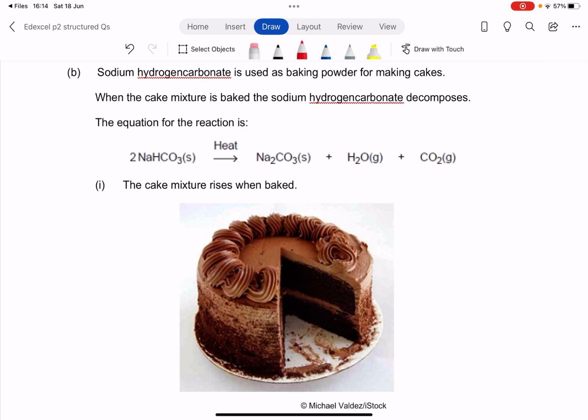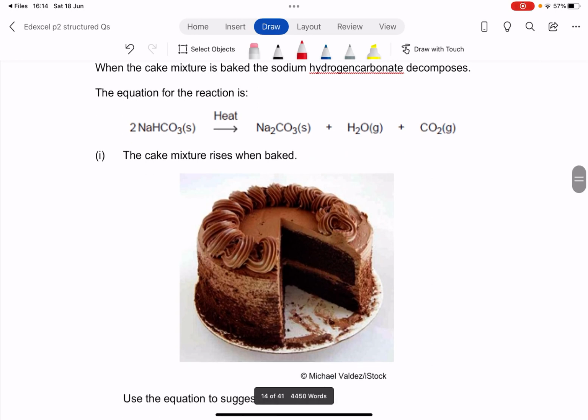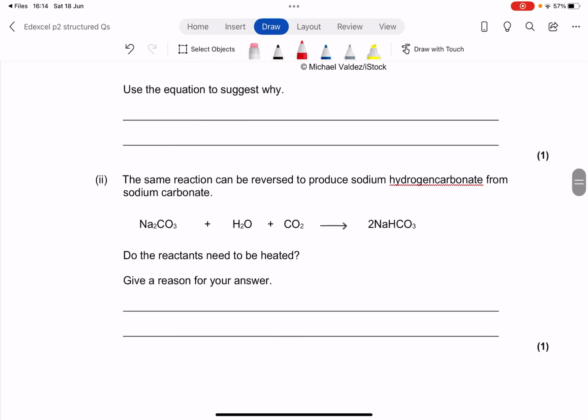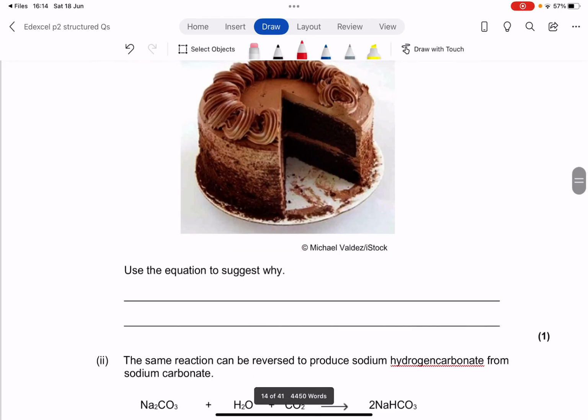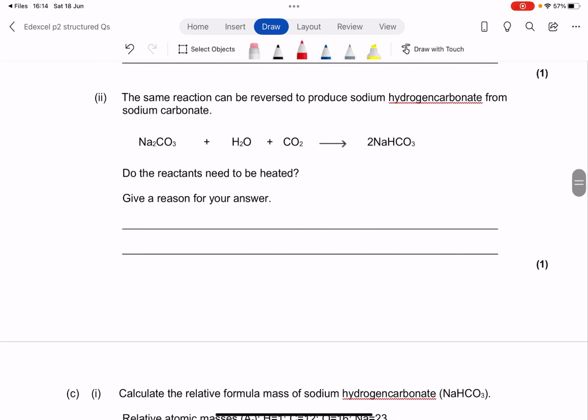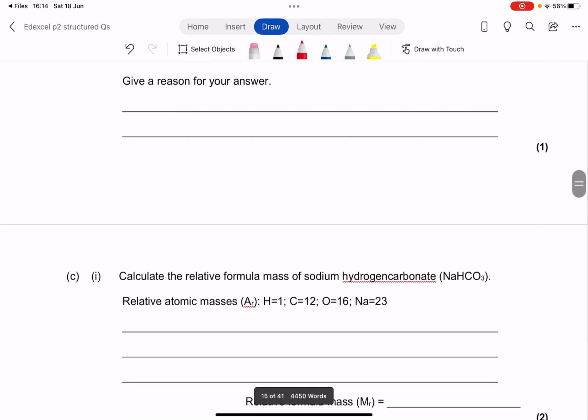Another type of question: sodium hydrogen carbonate decomposes. Use the equation to suggest why the cake mixture rises: because carbon dioxide is produced, it's a gas. Okay, the same reaction can be reversed. Do the reactions need to be heated? Not now, because the reaction is exothermic, so it doesn't need much energy.